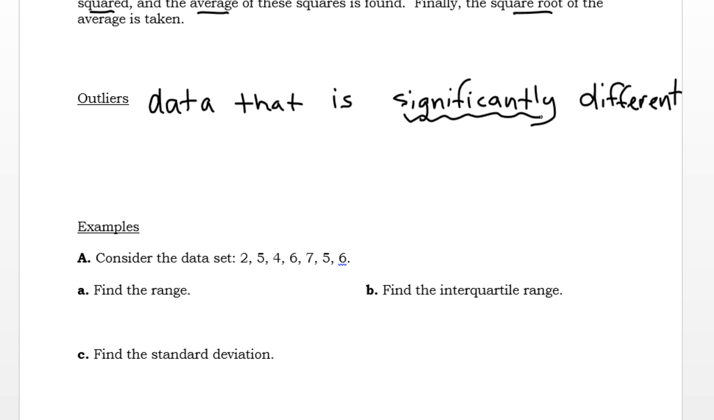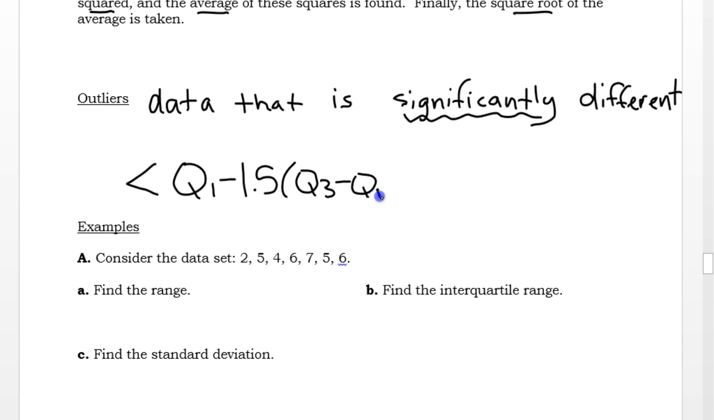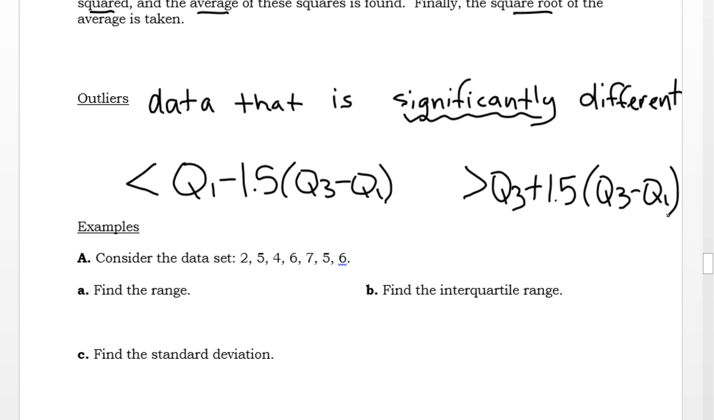So a data value is a lower outlier if it is less than the first quartile minus 1.5 interquartile ranges. And a data value is an upper outlier if it is greater than the third quartile plus 1.5 interquartile ranges. So this value would give you lower outliers, and then this data value would give you upper outliers. And we'll do all of these as examples below.